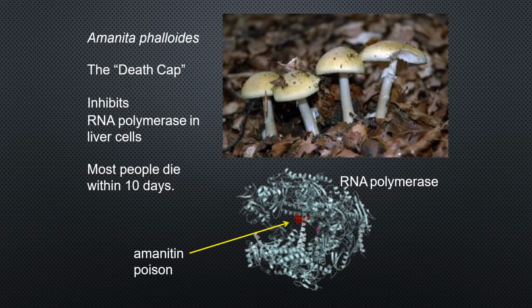Because death cap mushrooms inhibit the activity of RNA polymerase within liver cells. And they do that by binding the RNA polymerase in a way that means that the RNA polymerase cannot bind the DNA. So if we're not binding DNA, we don't have transcription occurring, and therefore we are not making the appropriate proteins within the liver cell. And so people who eat the death cap mushrooms tend to die within 10 days because this one protein is inhibited. So that should tell you the importance of RNA polymerase.